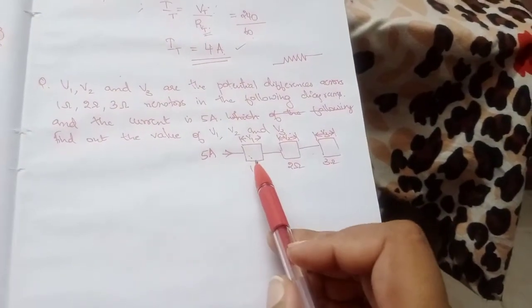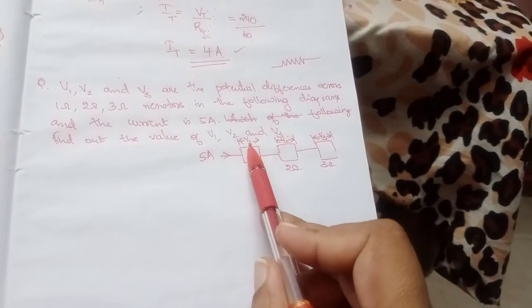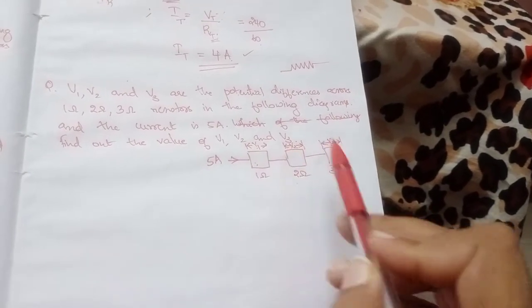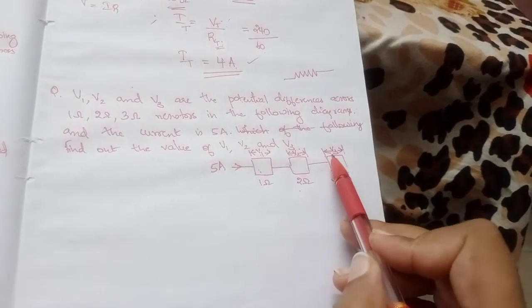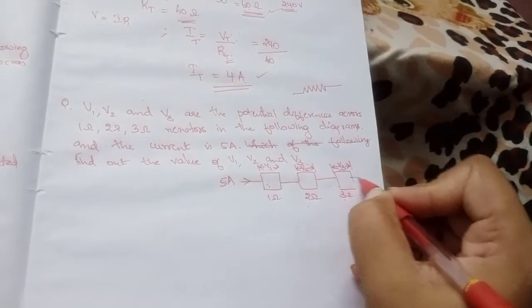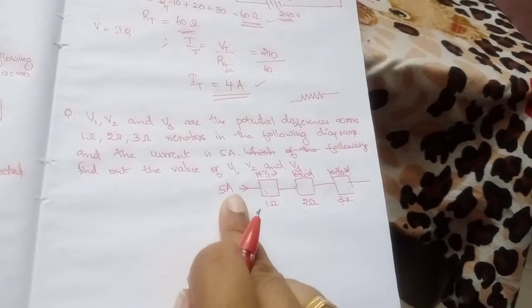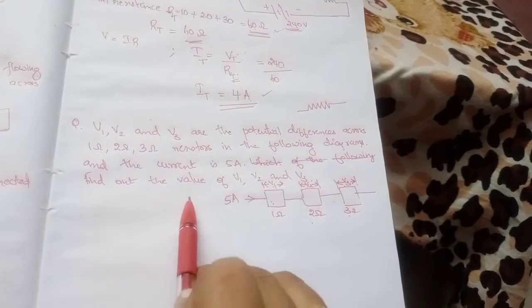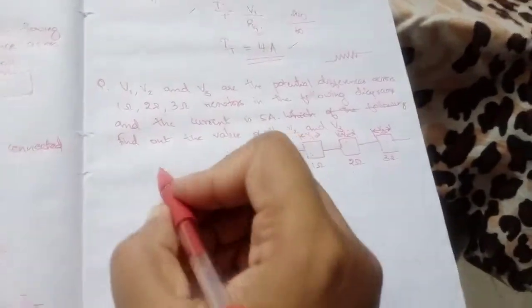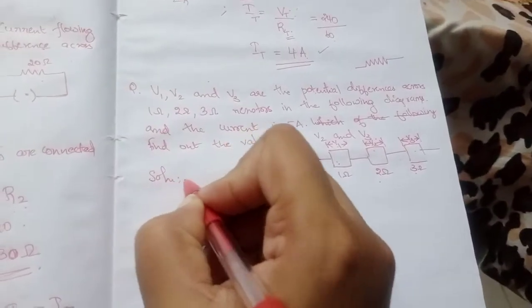Okay. So this is 1 ohm resistor. So the voltage across 1 ohm resistor is V1. This is 2 ohm resistor, voltage across 2 ohm resistor is V2, and this is 3 ohm resistor and voltage across the 3 ohm resistor is V3. Okay, and the total current is given as 5 ampere. So you need to find out the value of V1, V2 and V3. So this is the question, such a simple question. So how can we solve it?